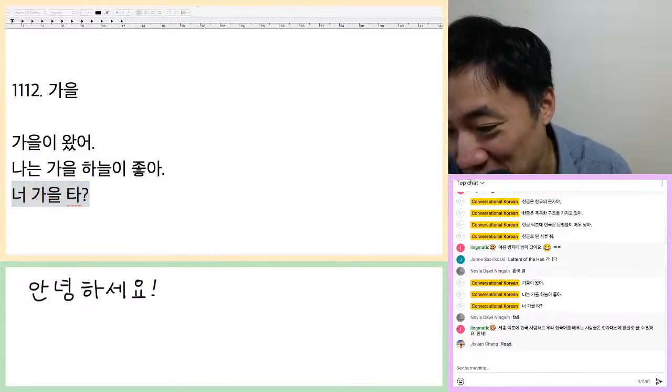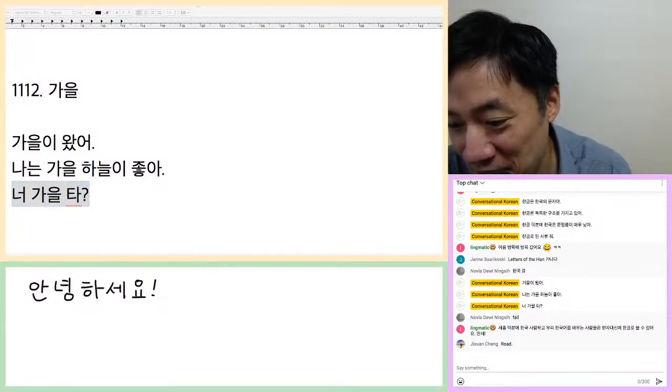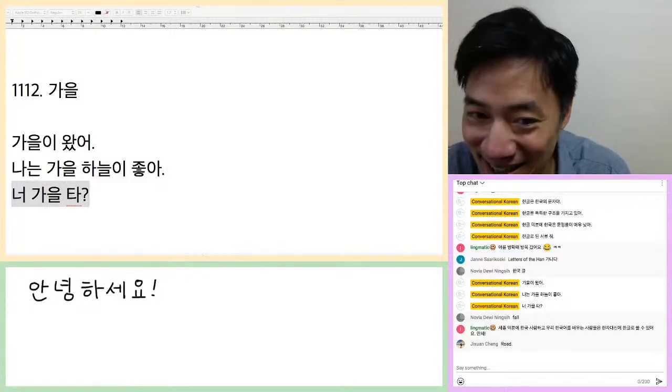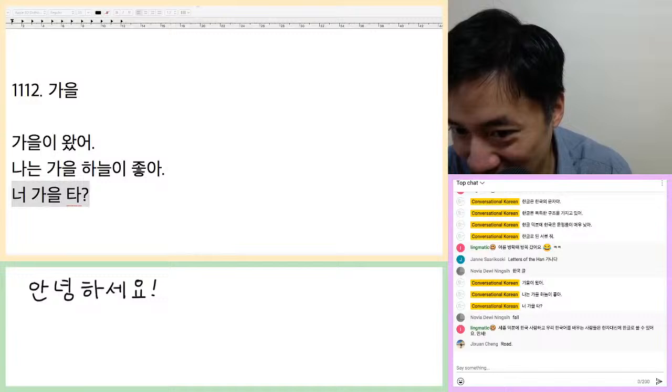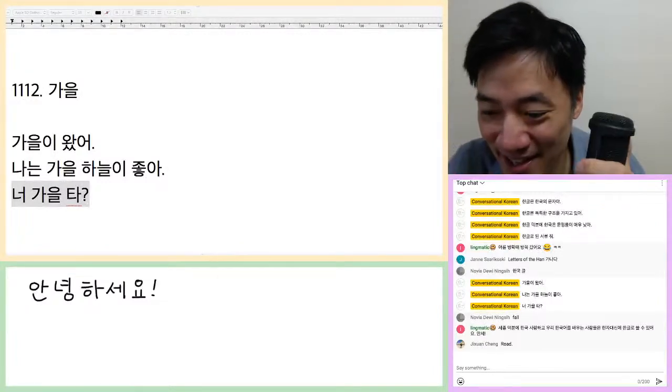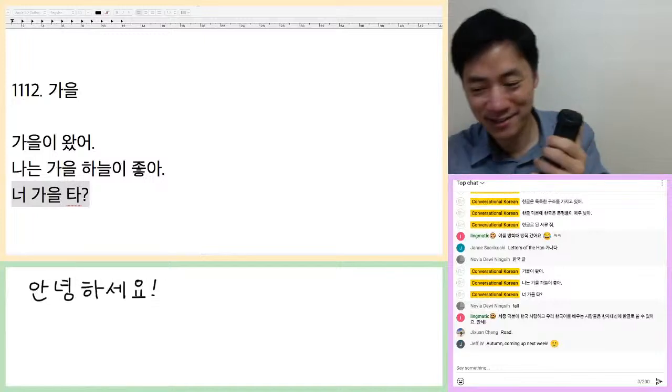세종대왕님 덕분에 한국 사람하고 우리 한국어를 배우는 사람들은 한자 대신에 한글로 쓸 수 있어요. 만세. 야, 한자 대신에 instead of Chinese character, we can read and write in Korean. 만세. Hooray. 뭐, something like that. Hooray.